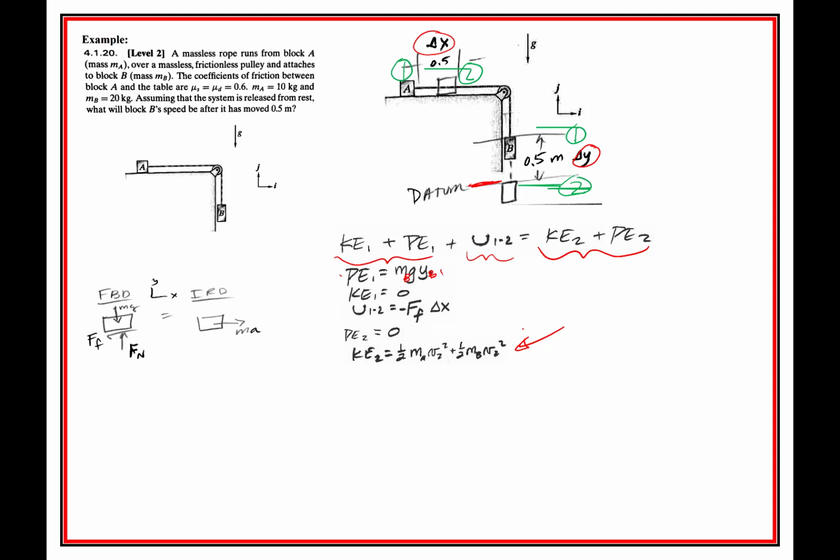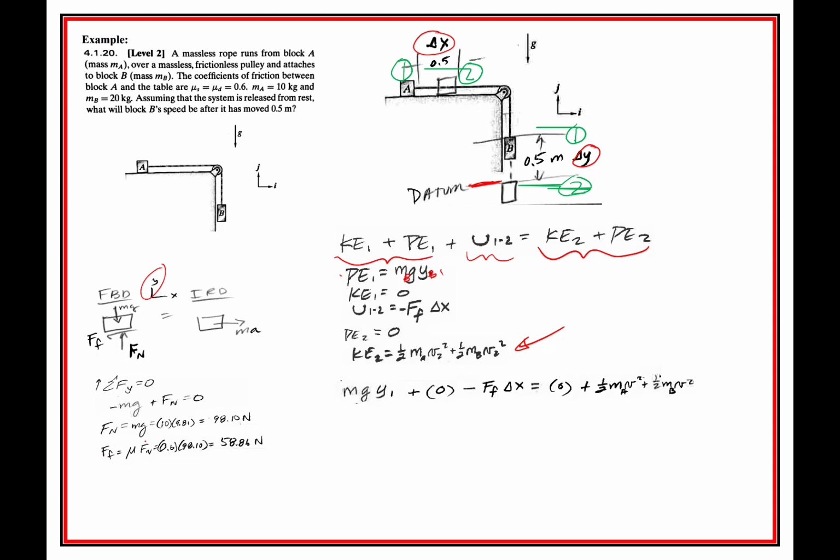So we need to get friction as part of this. So we do need to do an FBD and IRD. Truth be told, we're only going to use the Y direction here for the FBD part of it. So you could make the case that you only need to do the FBD. But I think we should just acknowledge the thing is moving, so doing both diagrams is the right way to approach it. So you find the forces, the sum of the forces in the Y direction equals 0 for block A. So what we end up finding is the normal force, and then from the normal force we can find the friction force.